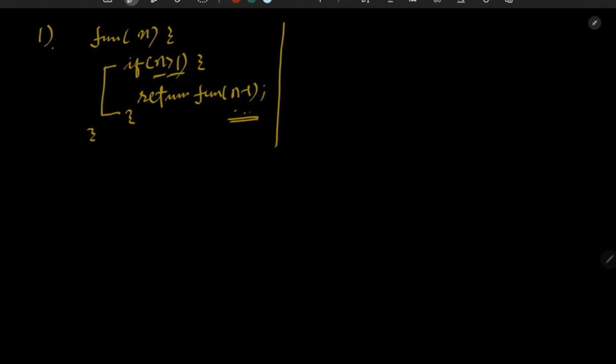Since we are solving it using the back substitution method, the first thing that we are going to do is represent this as a time complexity recurrence relation. Let's say T(n) represents the time complexity of this function fun(n). This condition is going to take constant time c, and in order to execute the recursive call, we are going to take T(n minus 1).